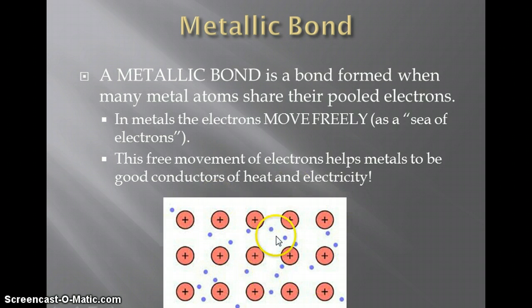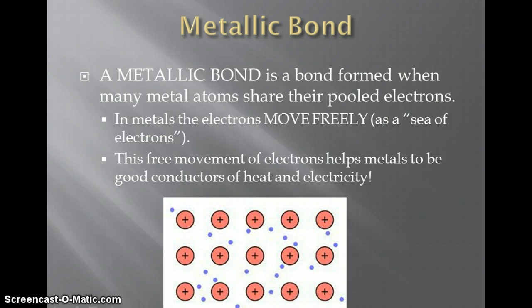They just share the electrons, and the electrons are able to move freely. They're not locked between these two metal atoms. They're able to flow freely throughout the entire substance. And in your notes, at least on this explanation point, I put a sea of electrons. So the electrons just kind of flow.